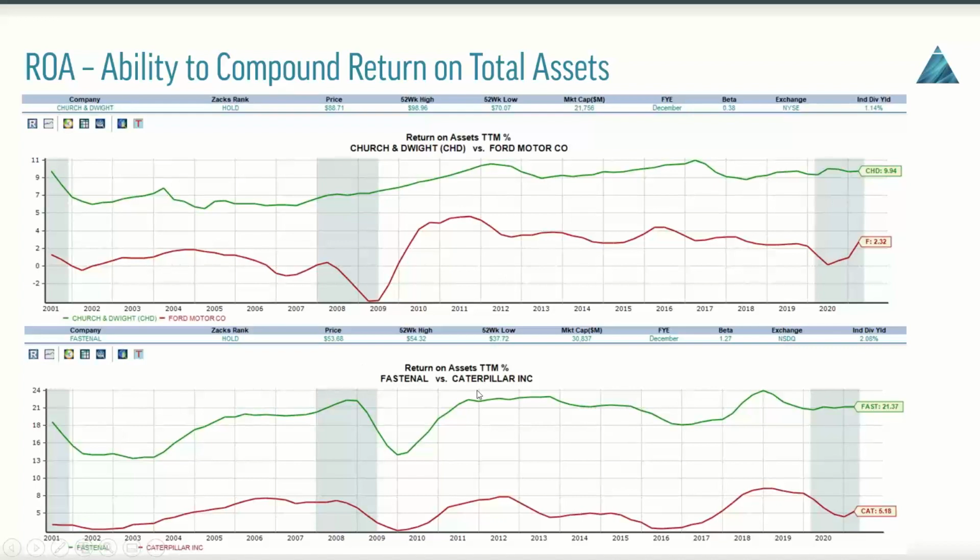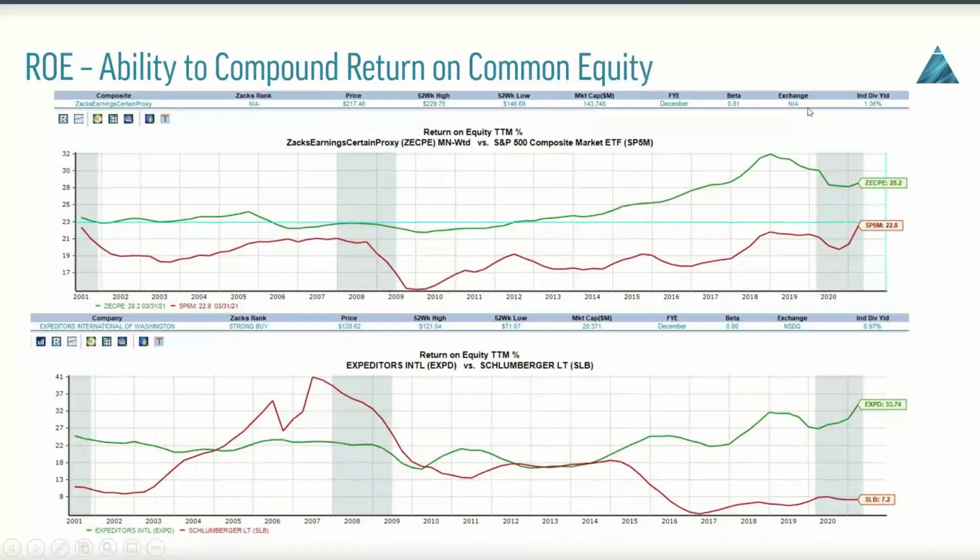Same thing with Fastenal versus Caterpillar, right? Industrial versus industrial. Do we want to play around with cyclicals and hold them for 15 to 20 years in core, or do we want to just tilt in when Caterpillar is right for a recovery? No, we want to hold companies like Fastenal that have a 20% return on assets versus holding Caterpillar at 5% over the long term. Okay, Caterpillar has a time and a place. It belongs in a short-term tactical tilt.